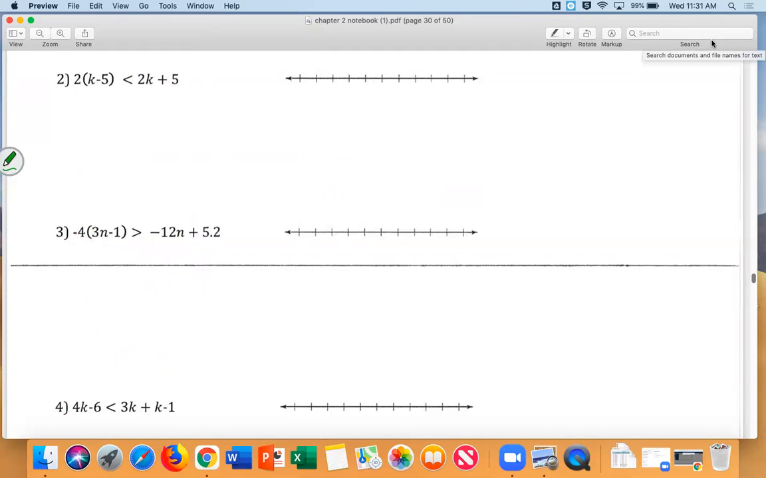All right, question number 2. We're going to distribute that 2, just like Chucky told me, to get rid of the parentheses. We have 2k minus 10 is less than 2k plus 5.